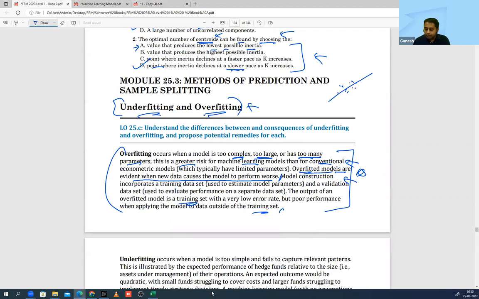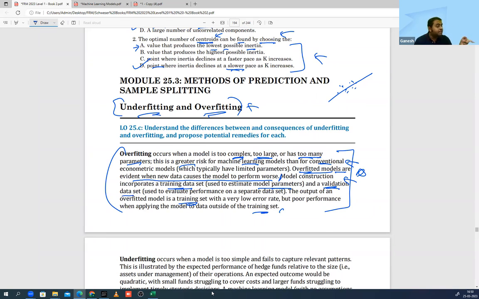Now this point, model construction incorporates the training data set. Basically, the training data set is the data which has gone into the model, and on the basis of that, it is able to find B0, B1, the parameters, the coefficients. Model parameters here mean the coefficients. If you remember when I was doing linear regression in Excel, you gave the data, you ran the regression, and Excel showed you B0 and B1. Where is it getting that B0, B1 from? From the sample data that you have inputted. That is your training data. Clear?